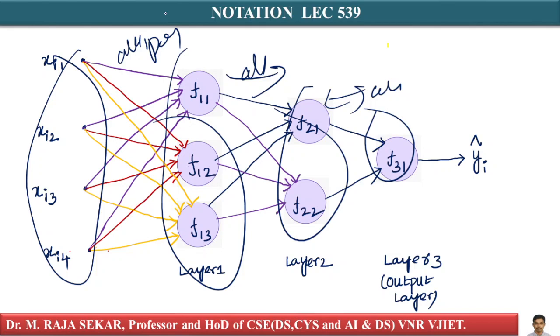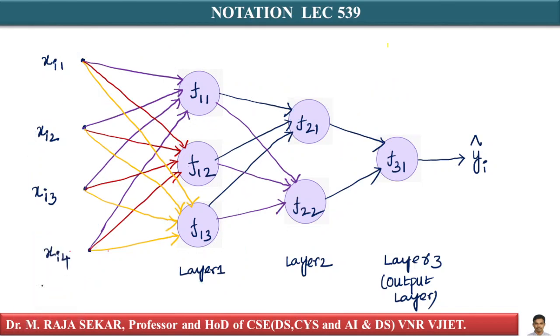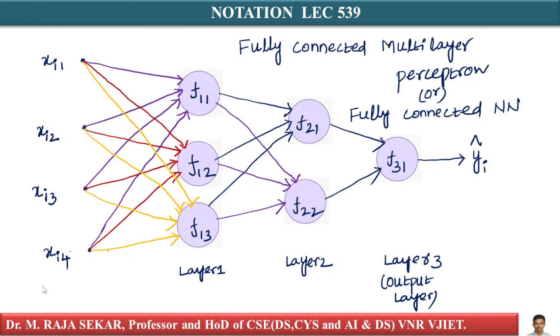Connections can go from one layer to the next layer, not within the layer. That within the layer is not allowed. So I am doing all possible connections. Such a network, where you are making all the possible connections, is called a fully connected neural network or fully connected multi-layer perceptron, because you are making all the connections that are possible here.